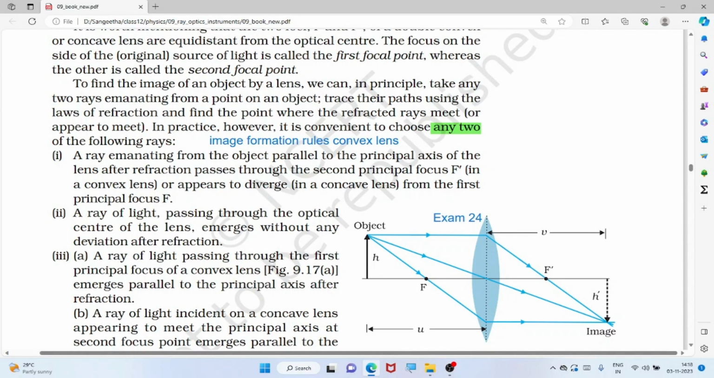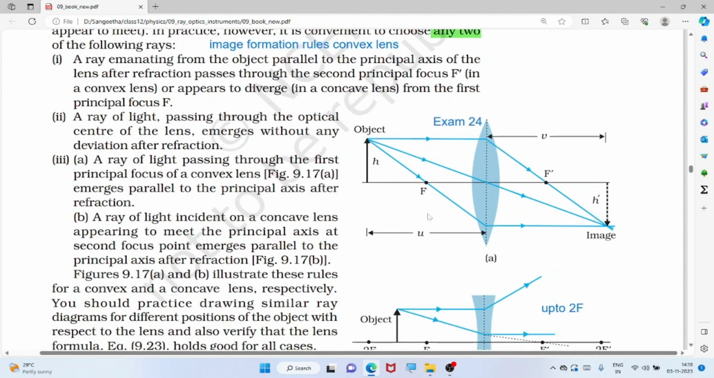Image formation rules for the convex lens. Object at 2f, so the image is here. This is an inverted image.